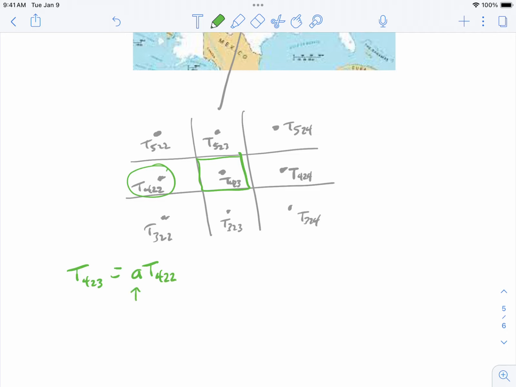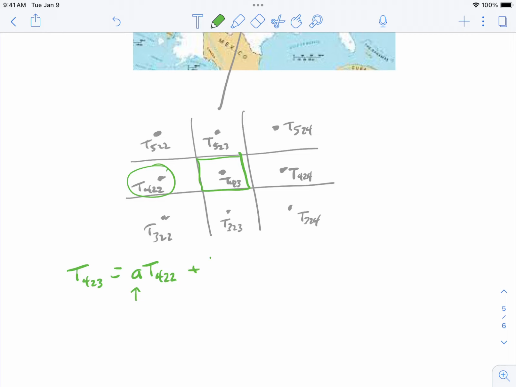Now, what's this constant going to depend on? It's going to depend on wind speed, maybe humidity, maybe cloud cover, particles in the air from the Canadian wildfires. I don't know. All kinds of things go into determining that constant.